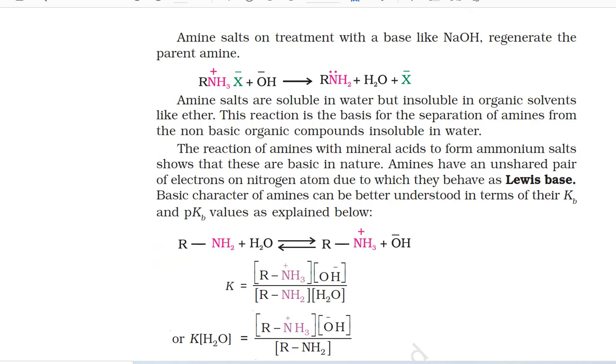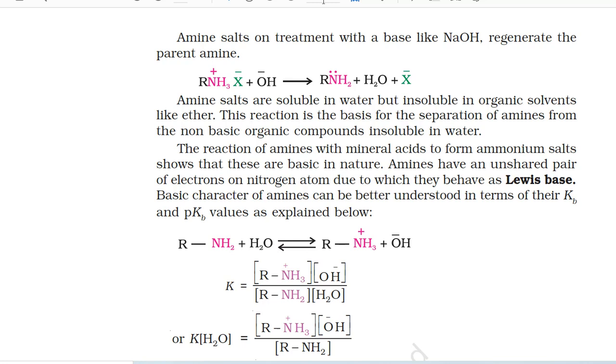Amine salts on treatment with a base like NaOH regenerate the parent amine. RNH3+ X− plus OH− will form RNH2 plus H2O plus X−. Amine salts are soluble in water but insoluble in organic solvents like ether. This reaction is the basis for the separation of amines from the known basic organic compounds insoluble in water.